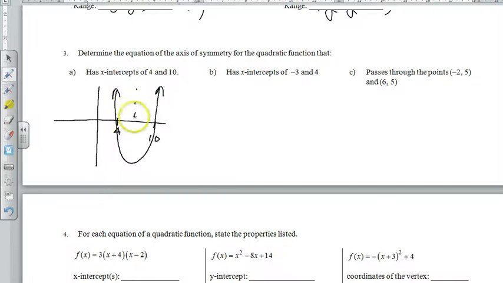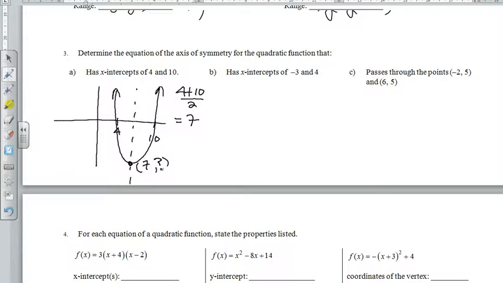Here's the vertex. There's the axis of symmetry, which goes through the vertex. Where is it? 7. How do you get 7? Right, so it's halfway in between 4 and 10, so it's the average of 4 and 10. So we're going to go 4 plus 10, divided by 2. So that's 7 comma something.